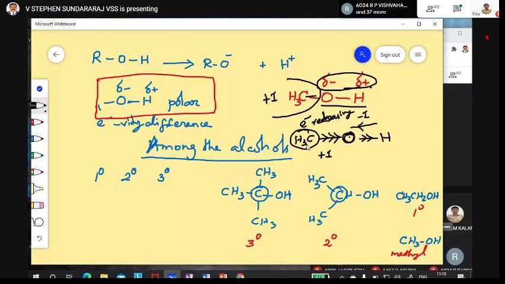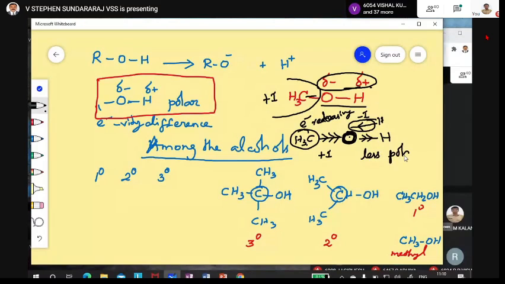What will the alkyl group tell? The alkyl group will tell oxygen, you take, I am giving, why are you pulling so much from hydrogen? I am giving a little electron cloud. Once the methyl group is giving electron cloud, oxygen will definitely pull less from hydrogen, because its electronegativity is satisfied to some extent, since the methyl group is giving electrons by the plus I effect. So the pulling of electrons from hydrogen will be less, and the OH bond becomes less polar.